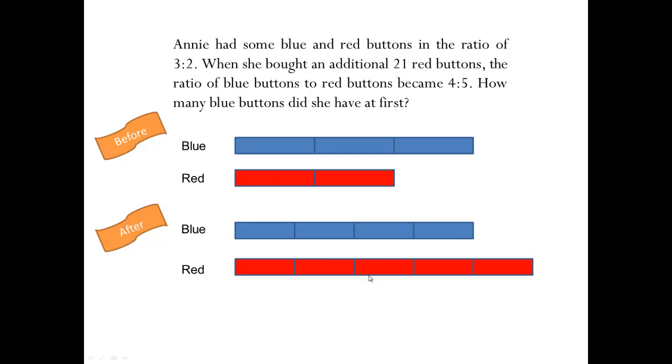Now, the number of red buttons before and after is separated by the difference here. What is this difference representing? Yes, that's right. There will be 21 red buttons, since that was what was added. We have 21 red buttons here. Now we can't make a fair comparison because we don't really know what 21 represents, since the boxes are not of the same size. We can't compare them.